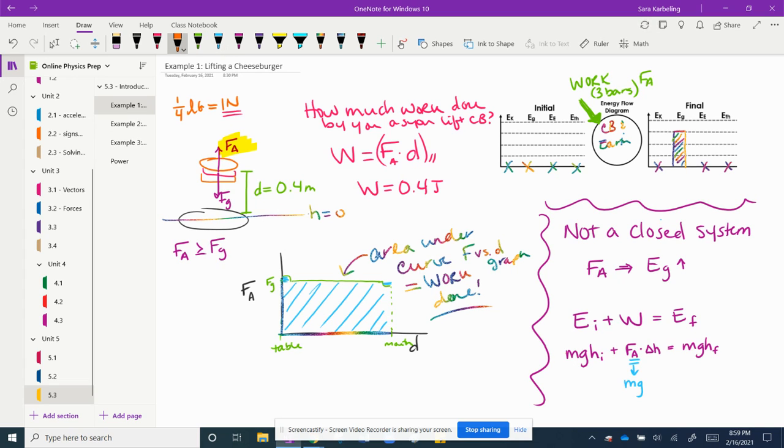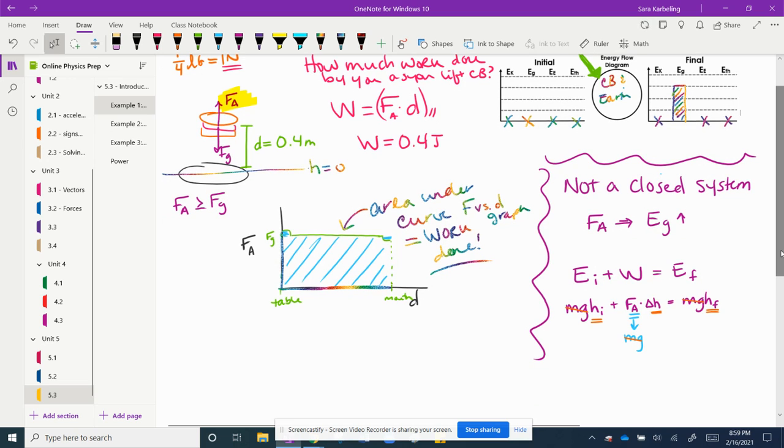Hold on to your hats, you guys. The mg's are going to go away. And really what this is saying is that the initial height plus a change in height gives you the final height. This is not magic. This is just physics. It's right there waiting for you. From this, we can write down one more super important thing. Here it comes.